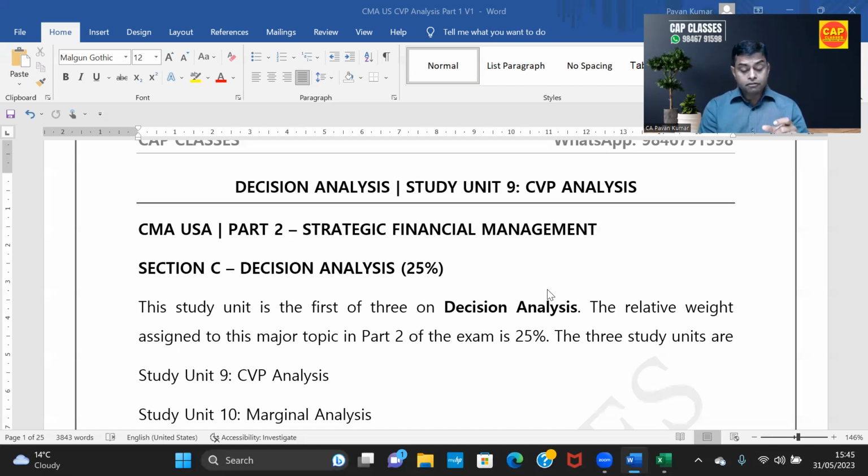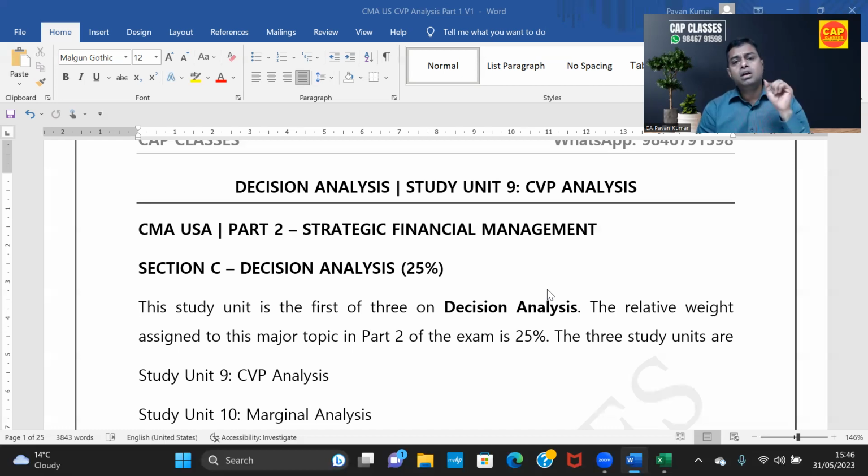Do you remember when we discussed the basics? I told you the main purpose of management accounting is decision making. So as a management accountant, you are responsible to take various decisions for the company. And one very important tool in your hand that guides you to make effective, informed decisions is CVP analysis.